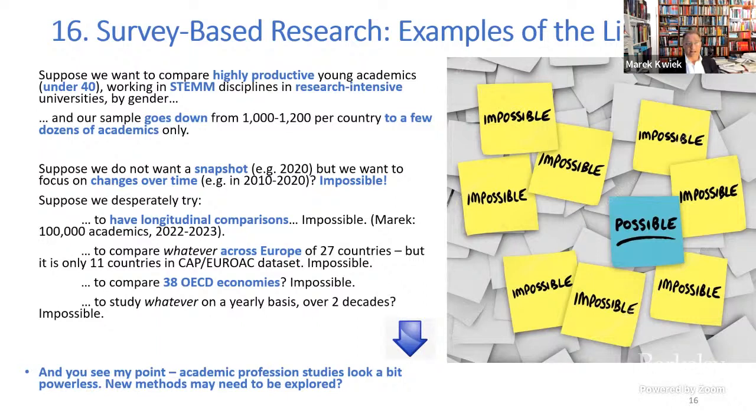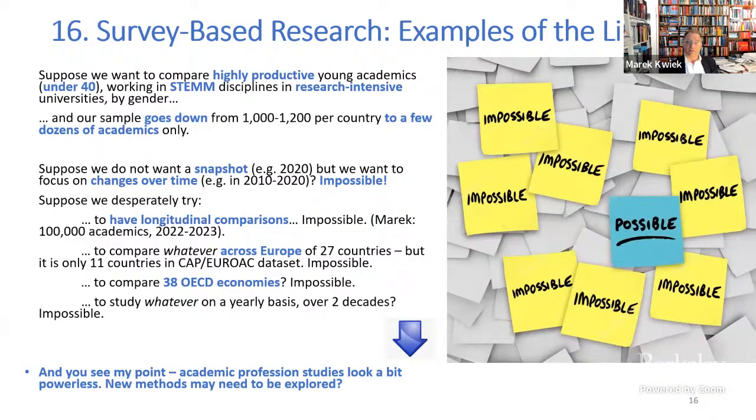If we have a survey sample of 1,000, our numbers go down to dozens of academics only. And we know it's complicated. When we send our papers to journals, everyone knows it. It's a big issue. So we need bigger numbers. So let's suppose we don't want a snapshot like 1 year studied, say the year of when survey was based, but we want to see changes over time within a decade. And the answer is impossible.